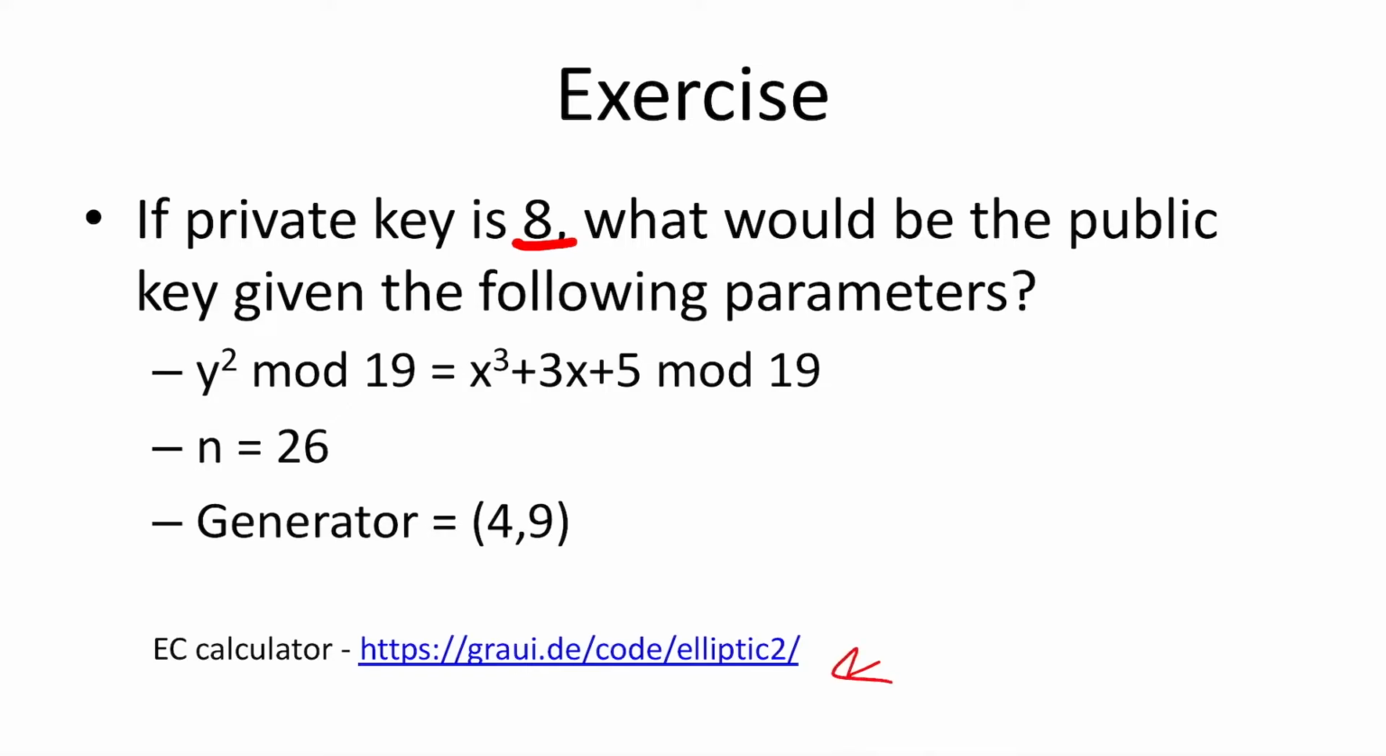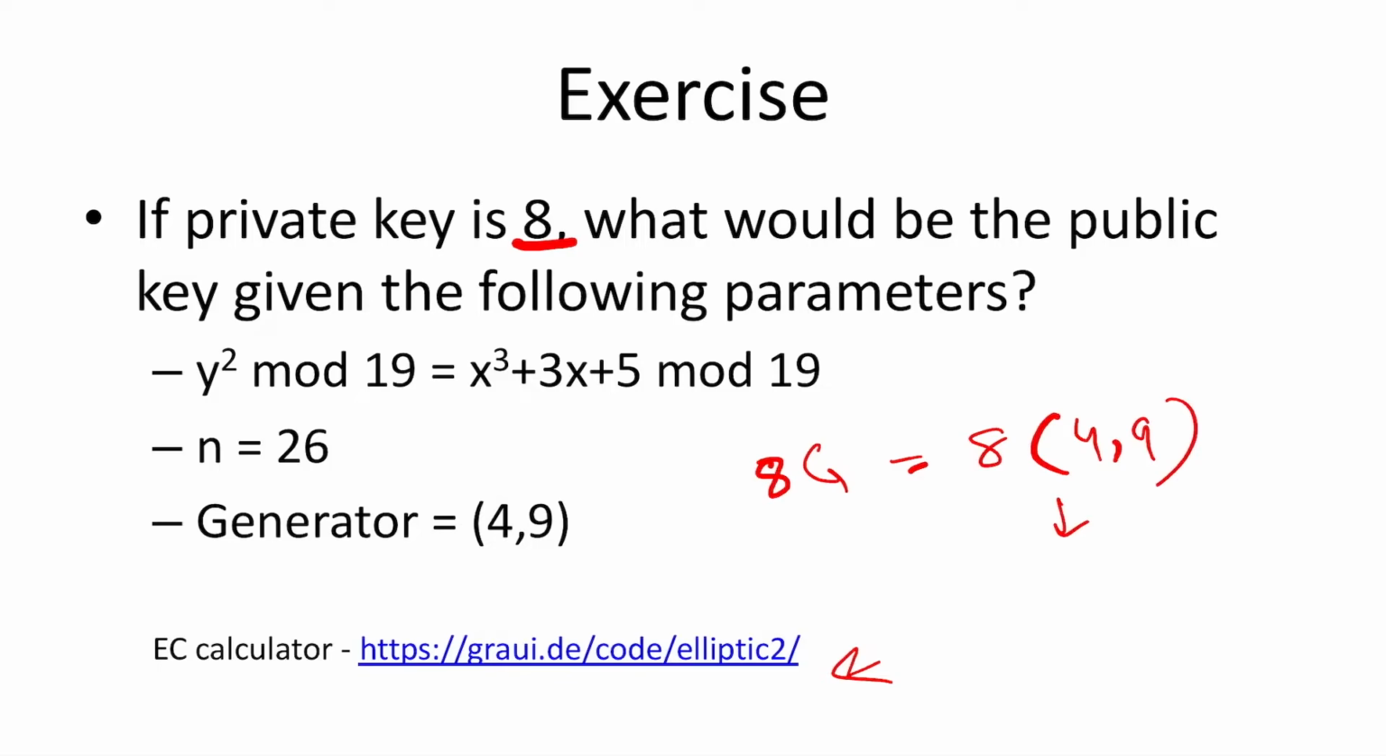Now let's say the private key is 8, then what would be the public key given the following elliptic curve parameters? You can use the calculator at this link to compute the answer. So here you have to perform 8 times G, where G is 4, 9. So you have to perform 8G, which is 8 into 4, 9. The result of this will be a point, which will be your public key. So pause here and calculate this point.